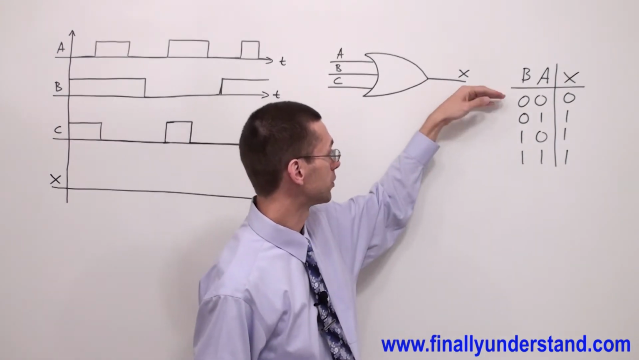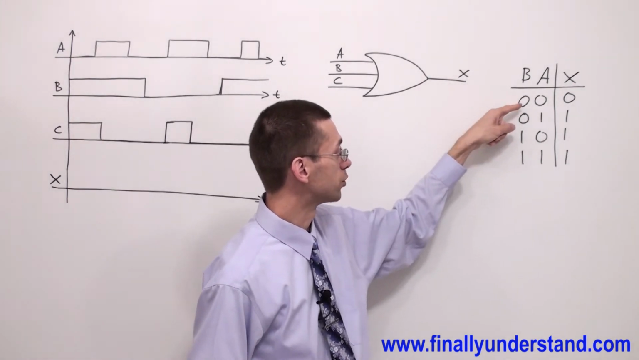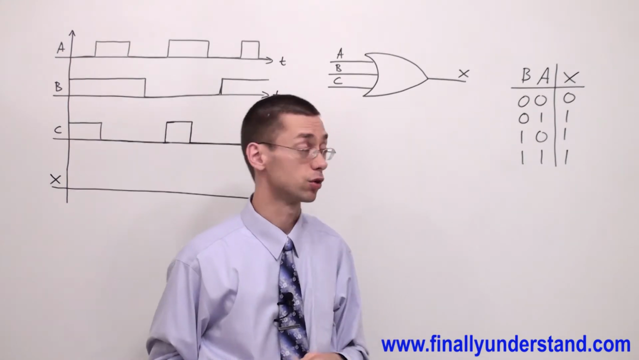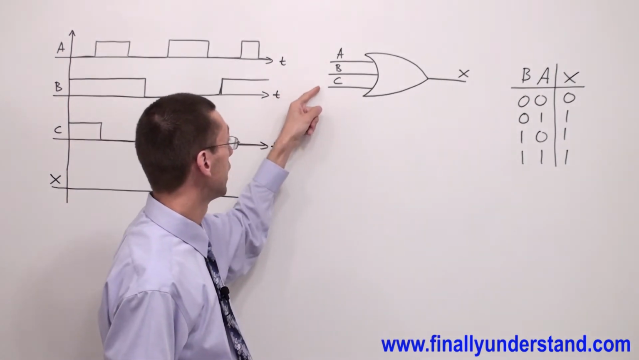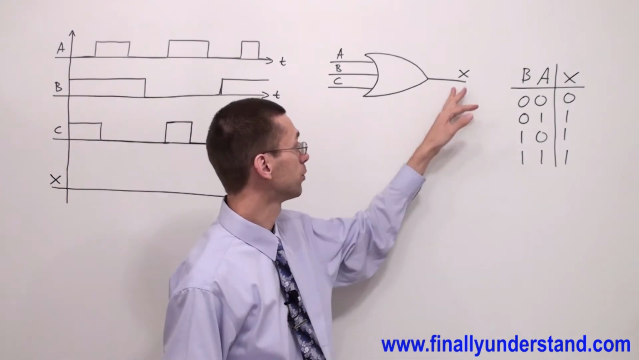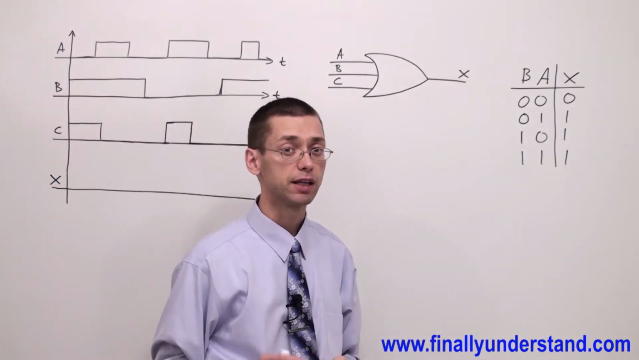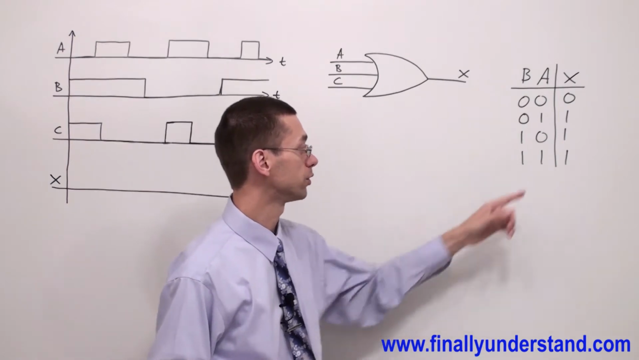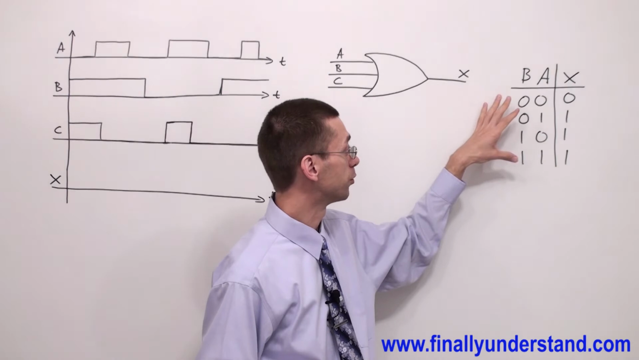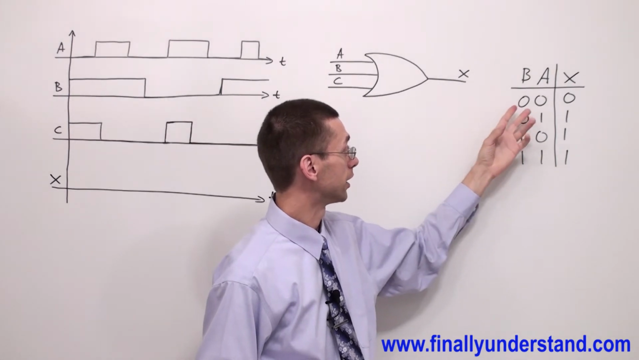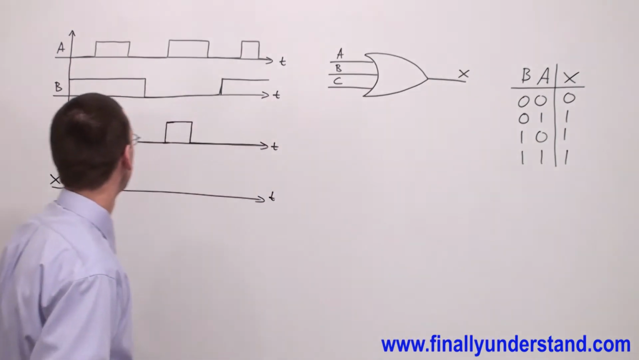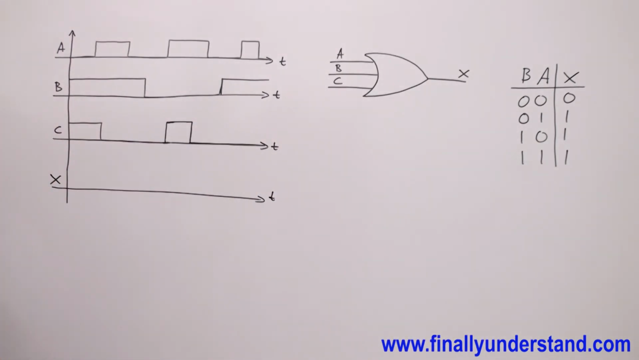The concept is that if all inputs are receiving zeros, the output is automatically 0. So if I have 3 inputs and all of them are zeros, the output is automatically going to be 0. But if at least one of them is high, the output is going to be high. So if you remember the truth table for the OR gate for just 2 inputs, this is good enough. Now, let's take a look at this timing diagram.